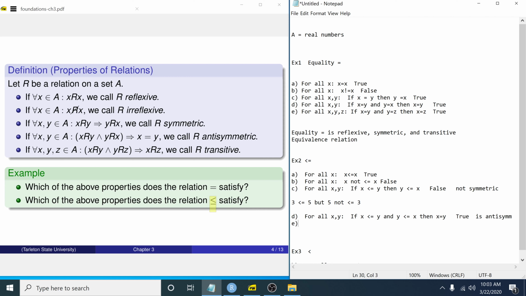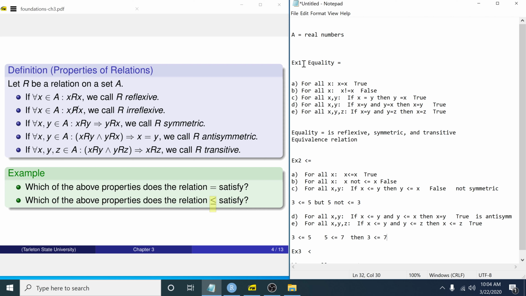Last example here, part E, we're going to see if this is transitive. Is it true that for all x, y, and z, if x is less than or equal to y, and y is less than or equal to z, then x is less than or equal to z? And of course, this is also true. A good example of this would be, 3 is less than or equal to 5, and 5 is less than or equal to 7, then we have that 3 is less than or equal to 7. It's like you have a small number that is less than or equal to a medium number, the medium number is less than or equal to the large number, then that first small number would be less than or equal to the large number. So this is actually a true statement as well.